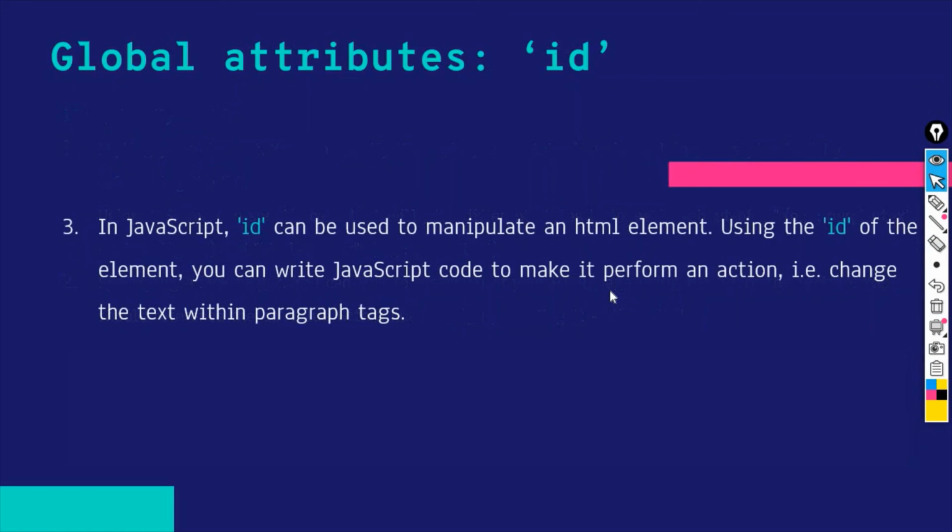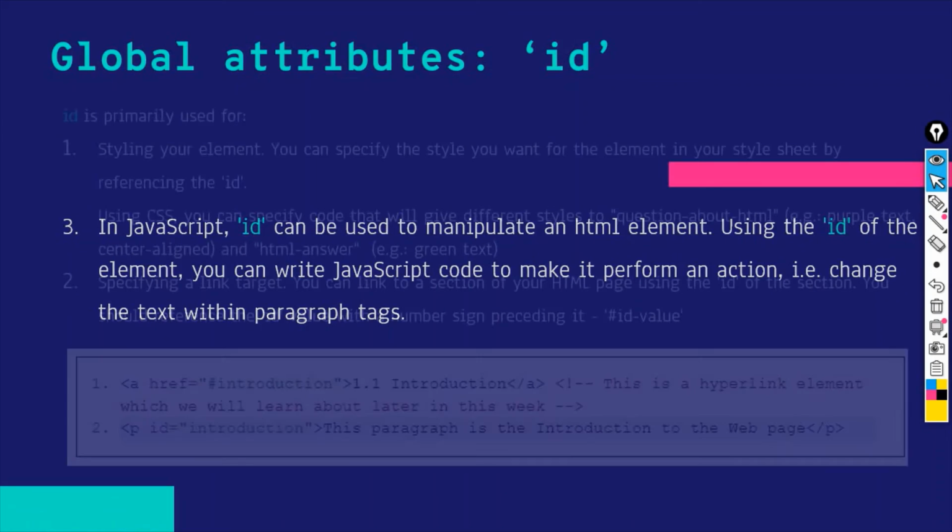And then third, in JavaScript, ID can be used to manipulate an HTML element. So using the ID of the element, you can write JavaScript code to make it perform an action. Example, to change the text within paragraph tags.